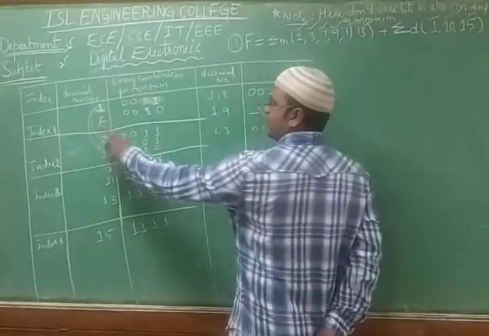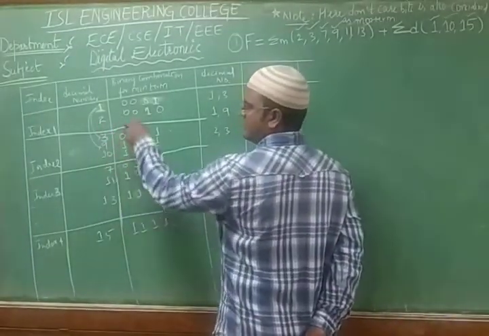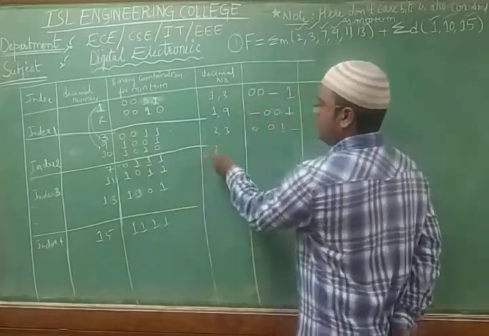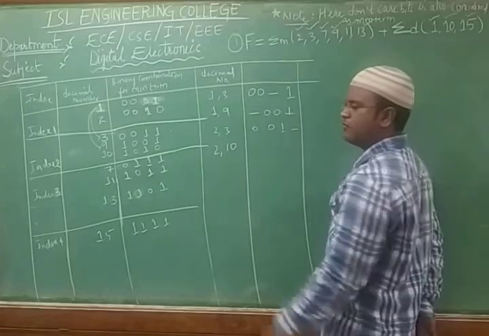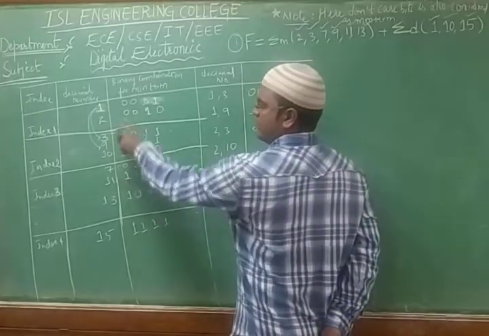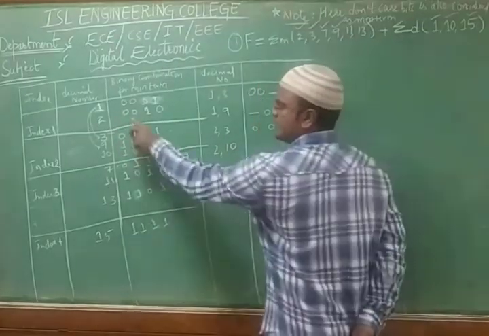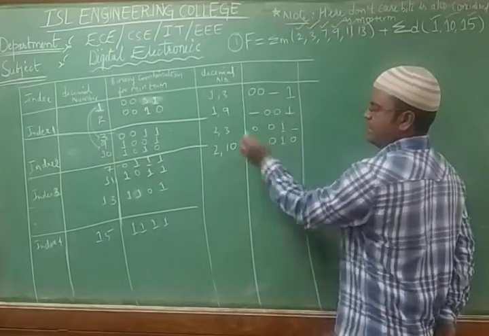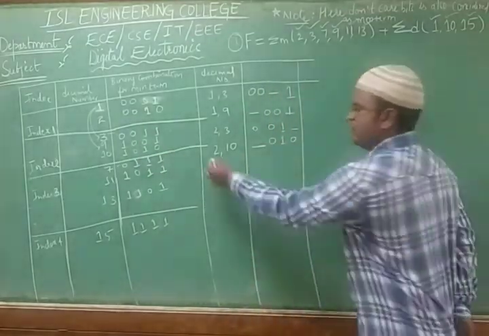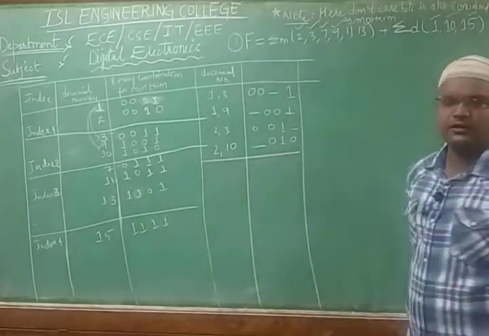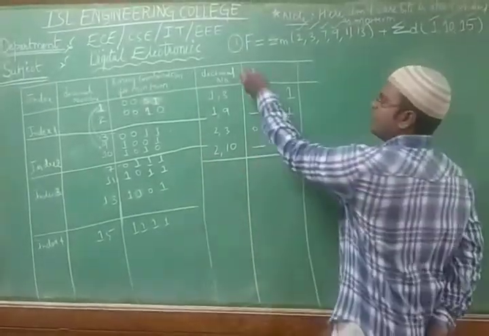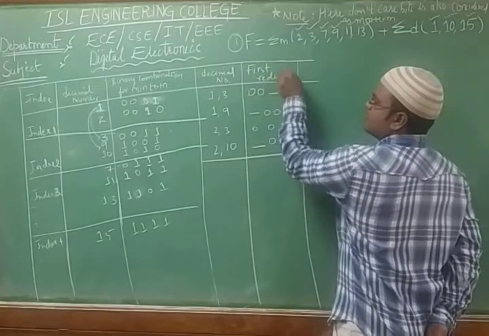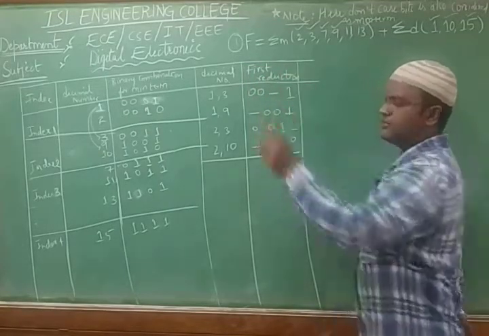Now try 2 with 10. See this bit. Yes, I can do it. First bits are different, so I can go with 2 with 10. Here 0, here 1. Only this bit will differ. The remaining bits are the same: 0, 1, 0. So I write dash, 0, 1, 0. The first index comparison is done. This is nothing but the first reduction. So we are done with the first reduction of index 1 with index 2.